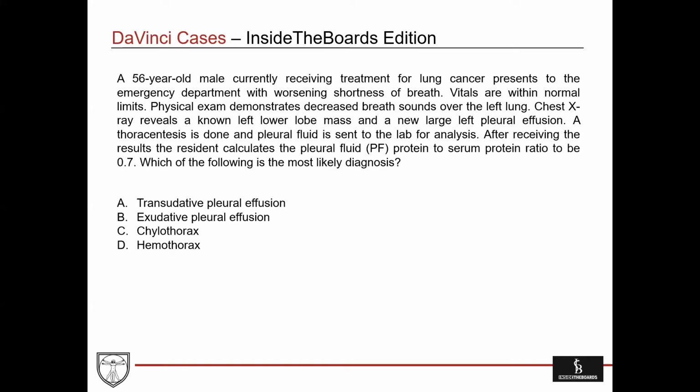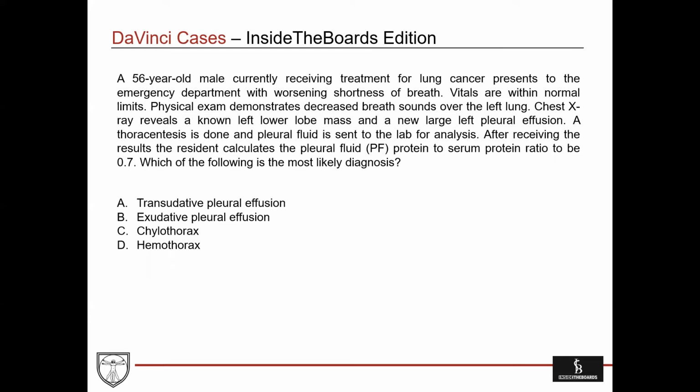So for this first case here, we will talk about a 56-year-old male currently receiving treatment for lung cancer, who presents to the emergency department with worsening shortness of breath. His vitals are within normal limits. His physical exam demonstrates decreased breath sounds over the left lung. And then he gets a chest x-ray, which reveals a known left lower lobe mass and a new large left pleural effusion. So this is a guy who has probably received previous imaging.